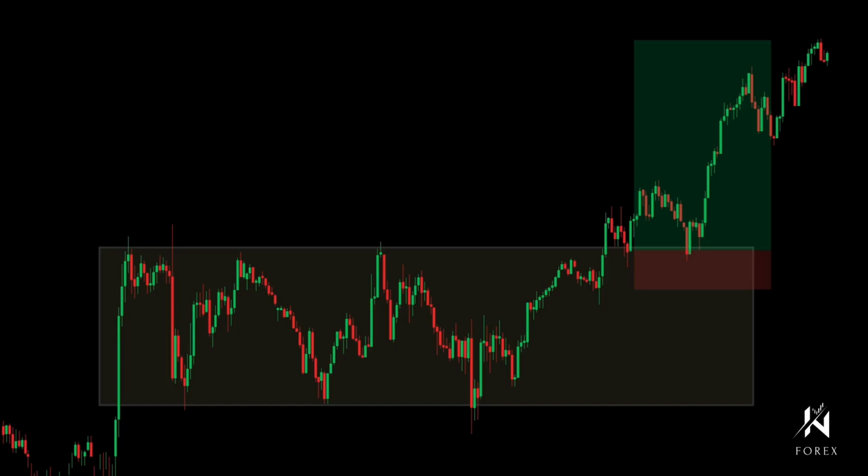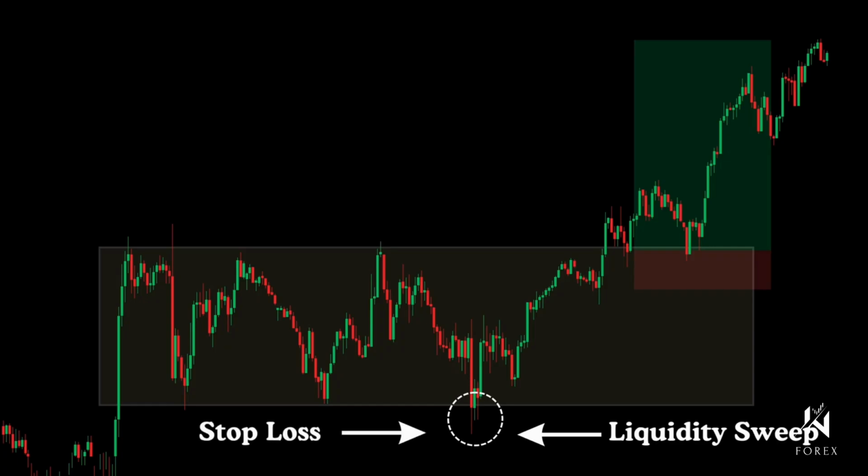Now here's something most traders miss. Just before a breakout, the market often grabs liquidity beneath support. Here's what happens: liquidity builds below support as many traders place stop losses and pending buys there. The market dips below support, triggering those orders and trapping sellers. Then price quickly reverses and breaks out in the opposite direction.